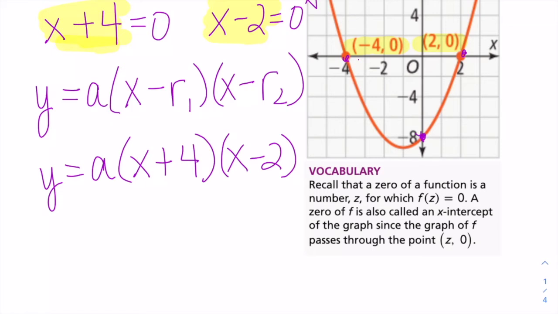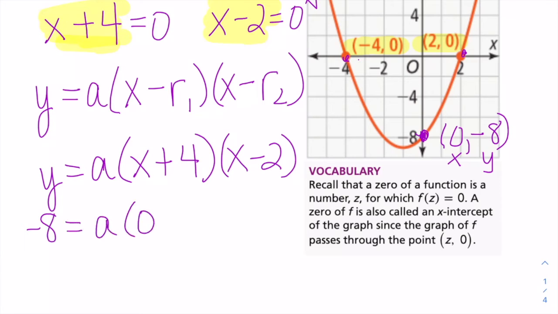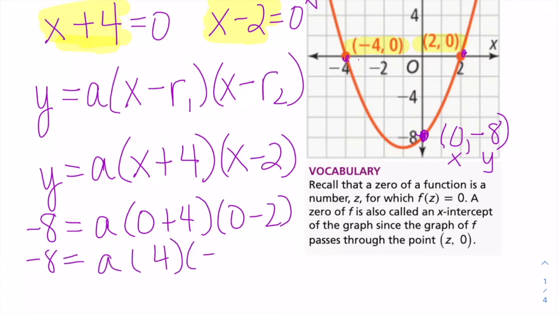We need something to plug in for x and something to plug in for y. So we do have a point here, right? On the graph, we have the y-intercept, which is (0, -8). So if I plug 0 in for x and -8 in for y, I can figure out what a equals. So I'm going to plug in 0, and you can see really clearly that it's going to be a times 4 times -2. So a is in fact 1.